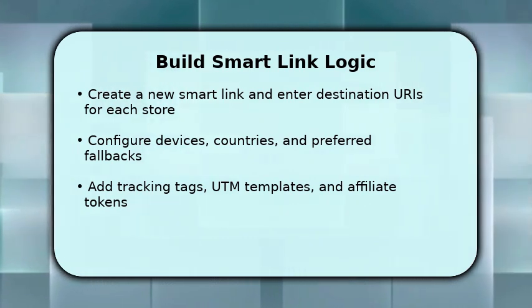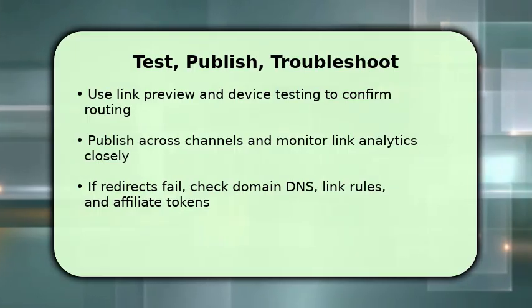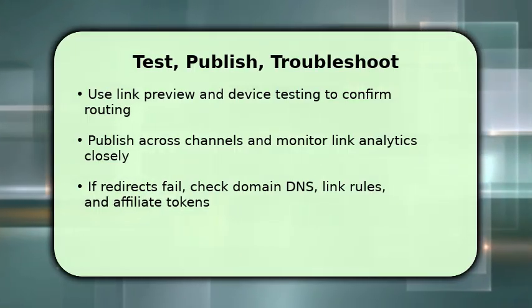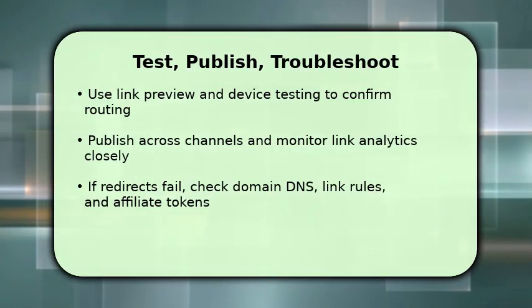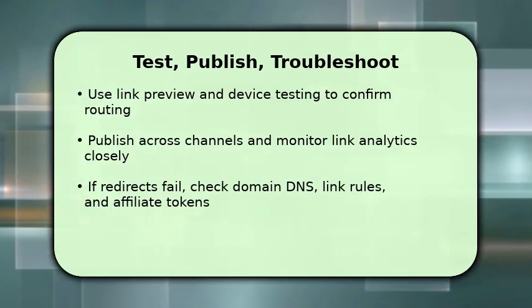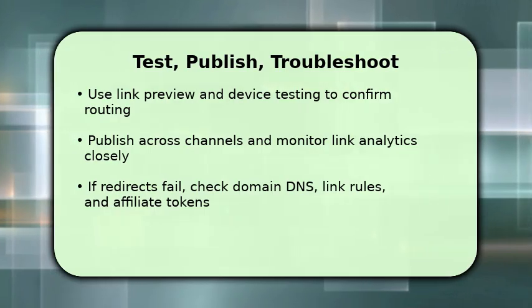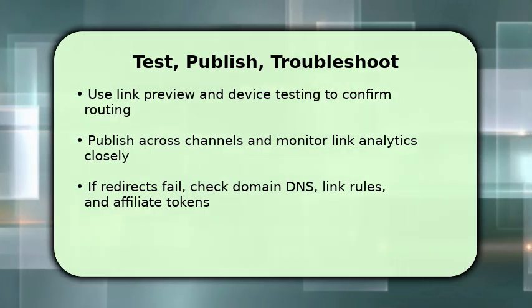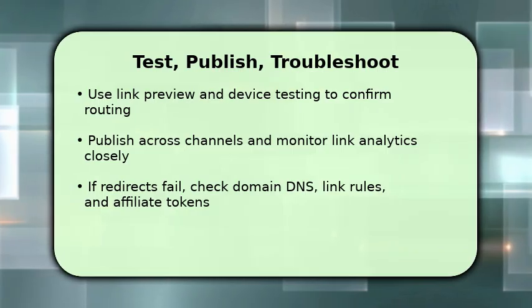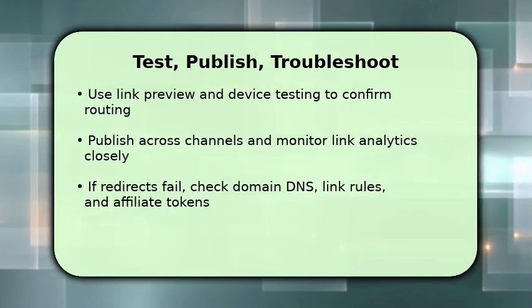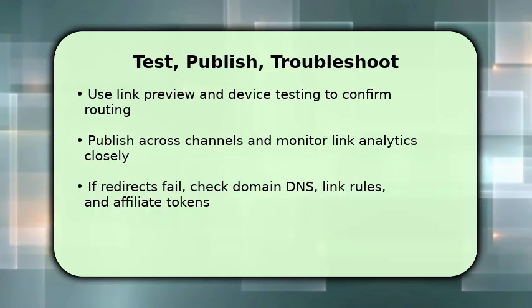You finish by testing the smart link on multiple devices and countries with the preview tools to confirm correct routing and tokens. If behavior matches expectations, publish the link across your channels and monitor analytics for clicks, conversions, and geographic distribution. Make incremental changes to rules if you spot anomalies and compare UTM tag traffic in your dashboard.